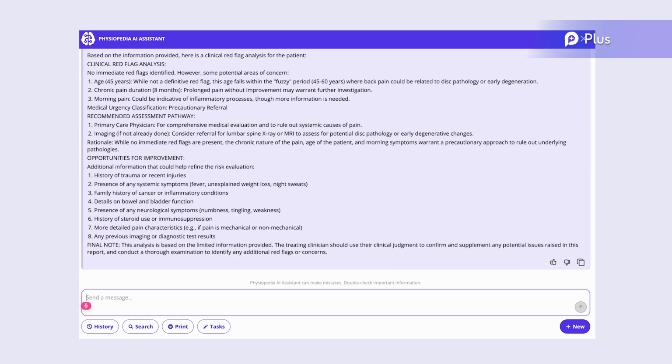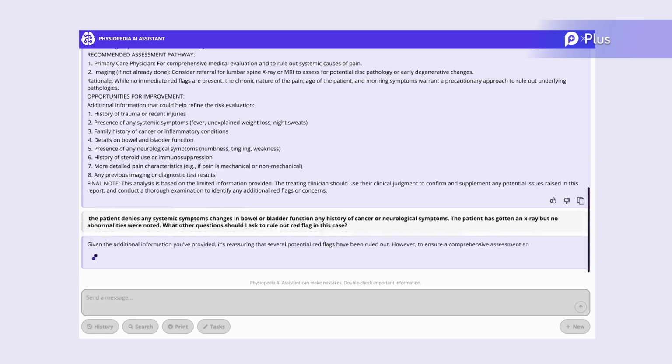Let's say we give it some more information. The patient denies any systemic symptoms, changes in bowel or bladder function, any history of cancer, or neurological symptoms. The patient has gotten an X-ray, but no abnormalities were noted. What other questions should I ask to rule out red flags in this case?